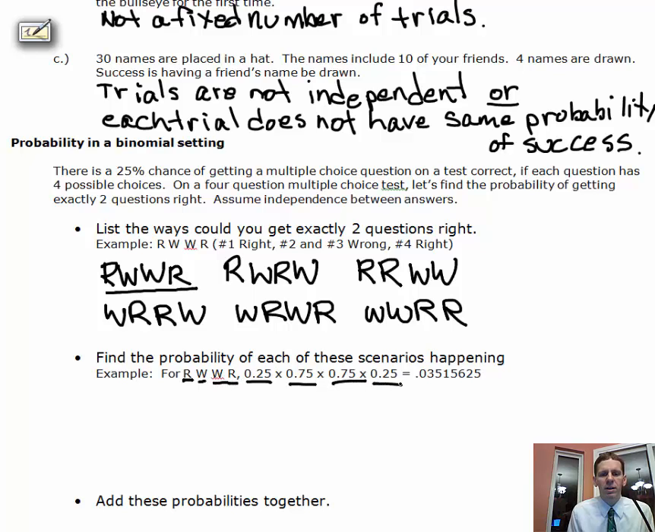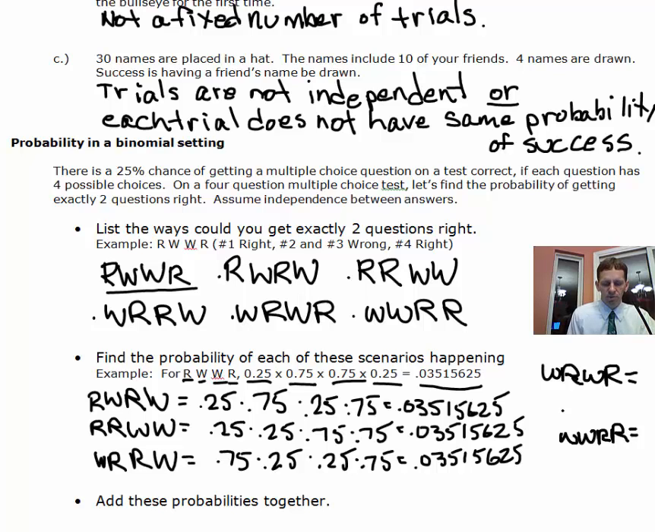Because we have independent events, we multiply to find the probability of getting a question right and wrong and wrong and right. So we multiply these 4 probabilities together and we get 0.03515625. What I'd like you to do is go through each of these other 5 scenarios and determine what the overall probability is of each of these events. Write these values down. We'll see what you came up with in just a moment.